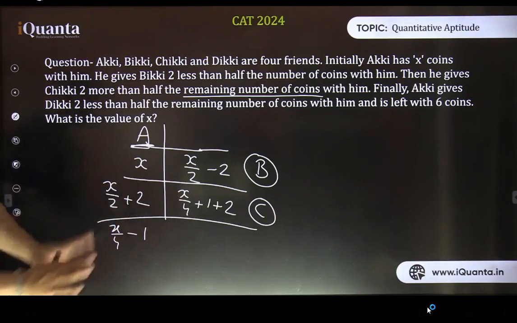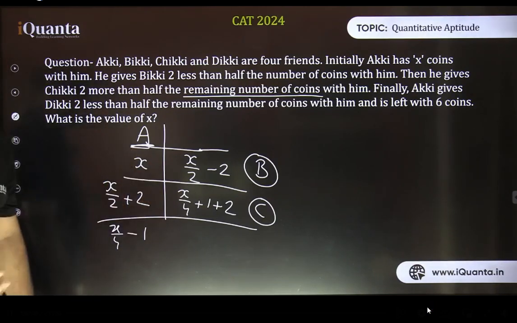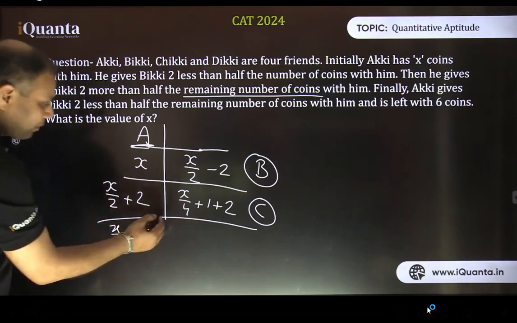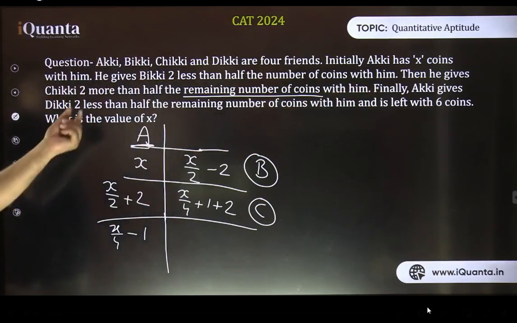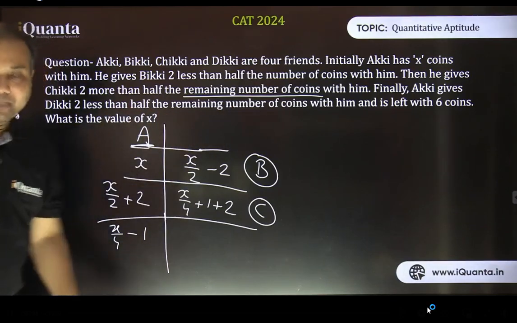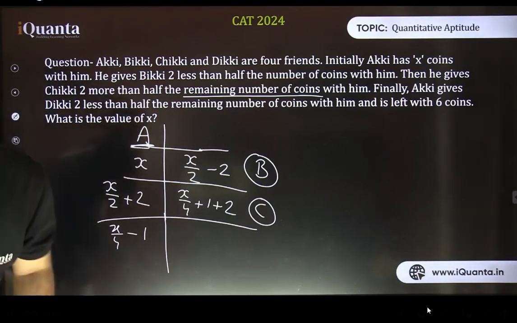Right? I am using the equation right now. Some of you were asking about equations, so I'm writing equations. We will see the alternate solution also, how we can do it. Right now, this is the situation. Now, these are the number of coins left with A. Now, this is the last step. Now, finally, A gives D two less than half the number of remaining coins with him. Now, these are the remaining coins. This will be minus 1 only.